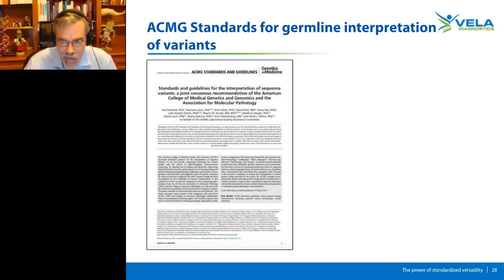So the AMP and the ACMG have gotten together and published joint standards and guidelines for the interpretation of sequence variants for germline and inherited disease. This was actually the first of a number of standards and guidelines papers. This was published in the Genetics in Medicine journal and occurred early in 2015.